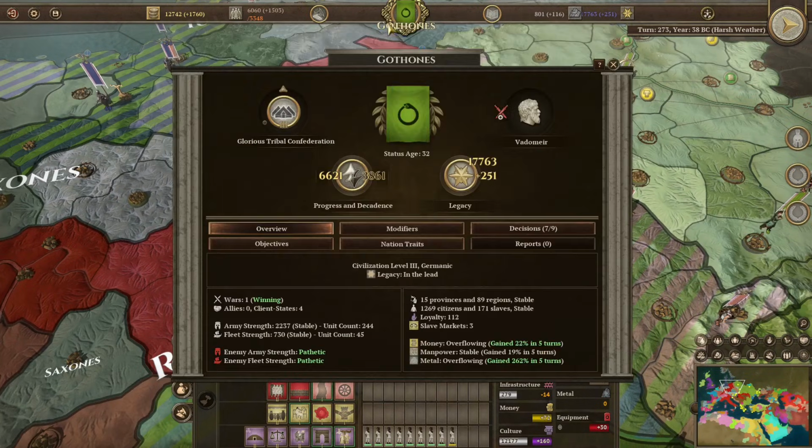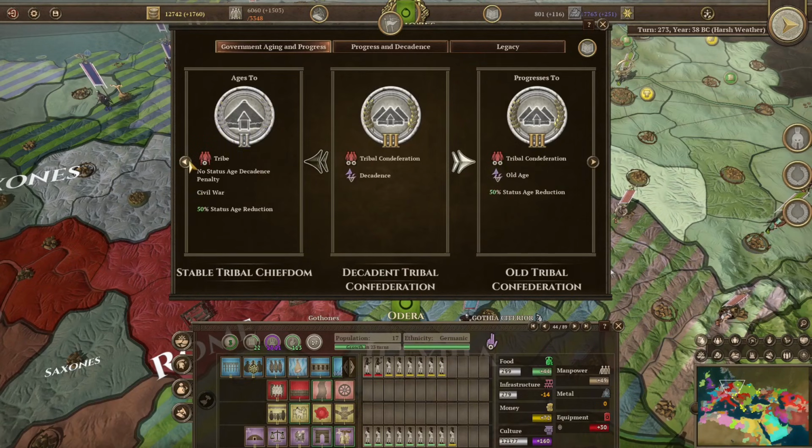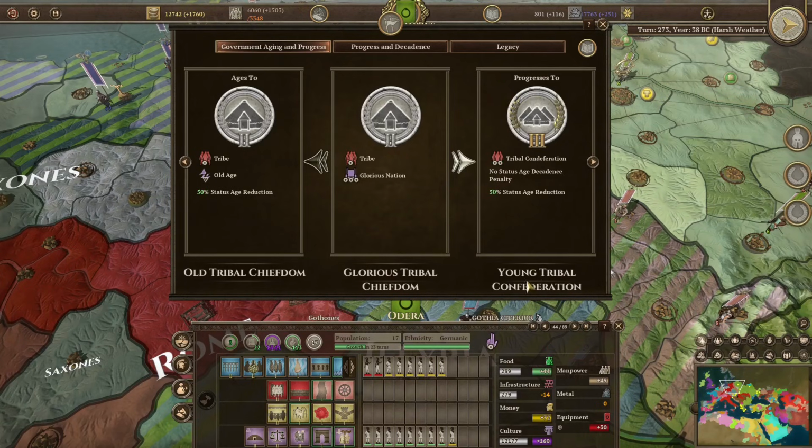It means that the longer your empire stays without any changes in this table, the longer you will accumulate the decadence. But the decadence only counts if you are glorious, old, or decadent. So for example, if I would be stable or young, I will not get any status age penalty. That's why it's good from time to time to change the government type this way or this way to reduce the status age by 50%.